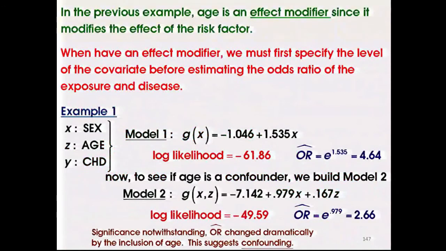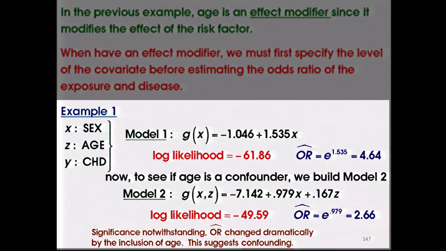So in the previous example, age was an effect modifier because it modified the effect of the risk factor. And again, when we have an effect modifier, we first have to specify the level of the covariate before we estimate the odds ratio of the exposure and disease. Okay, so let's take a few examples.